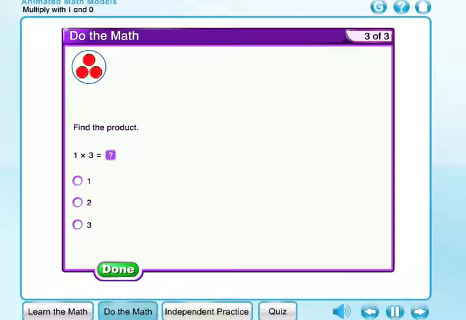Find the product. Click your answer. I've got 1 group times 3 with 3 in each group. Well, what's my product? My product is 1, 2, 3 because that's what I have total. The identity property says any number times 1 is the other number. The other number is 3. So my answer is 3. That's right.